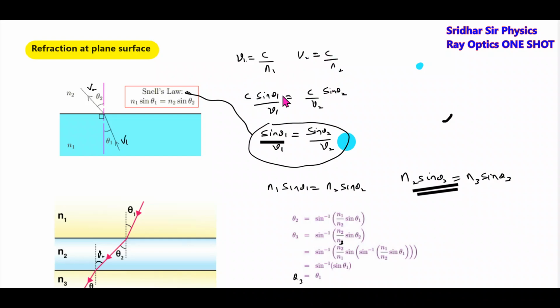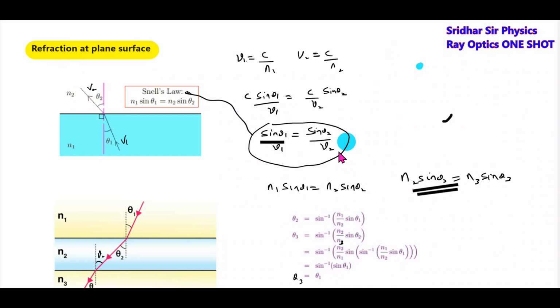Then from Snell's law, what equation can we write here? n1 sin theta 1 equals n2 sin theta 2. This is the basic Snell's law. Then further, what is the refractive index n1? c by v1, and n2 is c by v2. So this will become sin theta 1 by sin theta 2 equals v1 by v2. In terms of speed also we can express it. So when the ray of light moves from one medium to another medium, it will bend. This bending of the ray of light is called refraction.